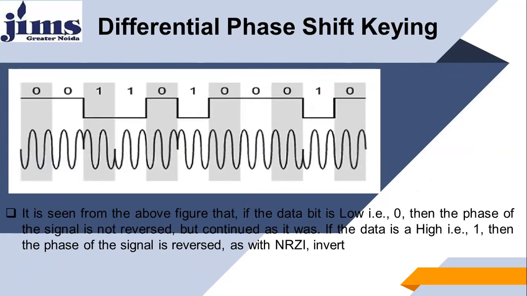So what we see from this figure is that if the data bit is low, that is 0, then the phase of the signal is not reversed but continued as it was, right? If the data bit is high, 1, then the phase of the signal is reversed, as with NRZ invert, right?